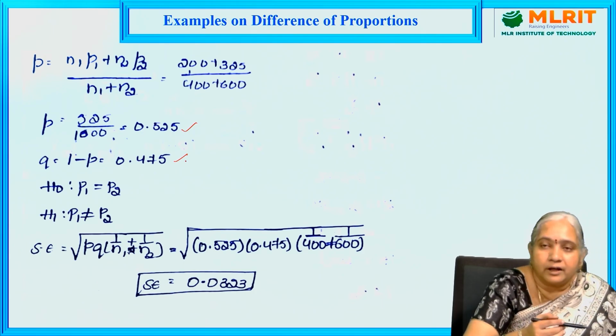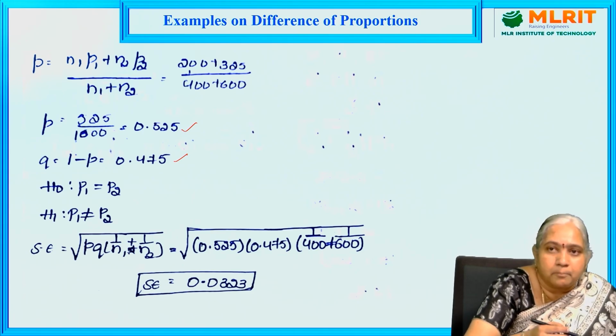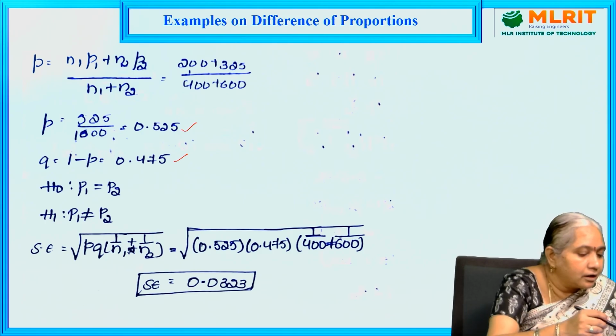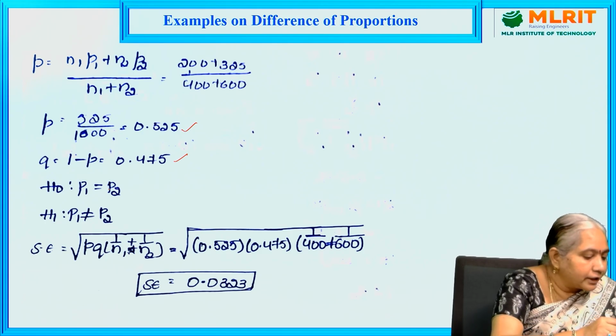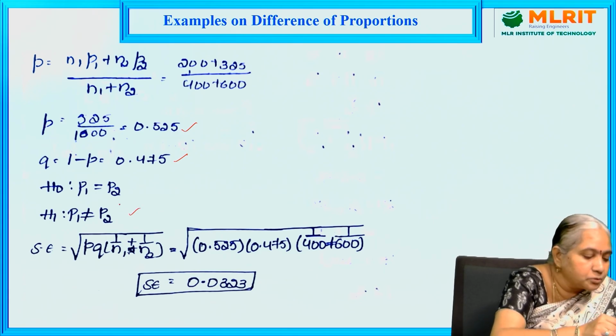Now we define the null hypothesis: both men and women are equally in favor of the proposal. So H0 is P1 equal to P2 and H1 is P1 not equal to P2. This is a two-tail test.